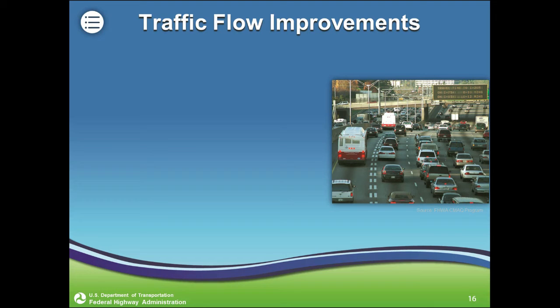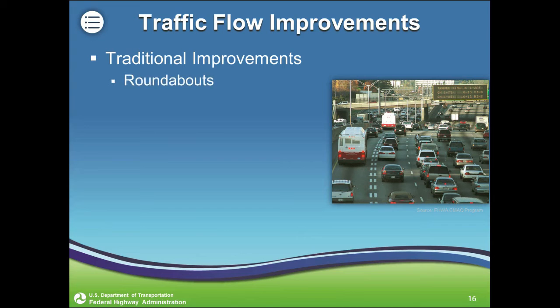Traffic flow improvement projects are those that reduce congestion and improve the efficiency of the facility, which ultimately reduces emissions. Traditional traffic flow improvement projects include roundabouts, high occupancy vehicle or HOV lanes, left turn or other managed lanes.